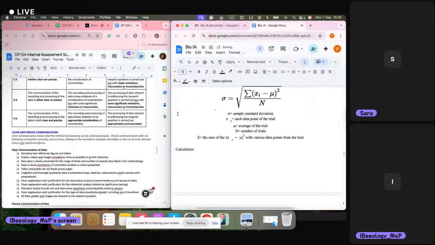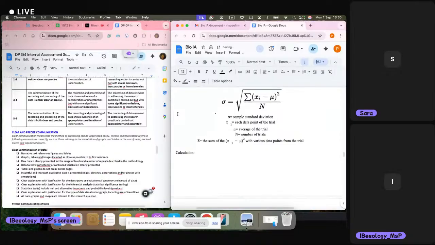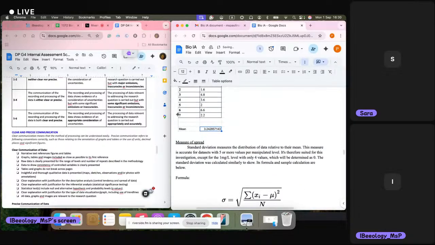Okay, is the standard deviation going to be used later? It was used as an error bar for the graph. Okay, then say it. Yep.